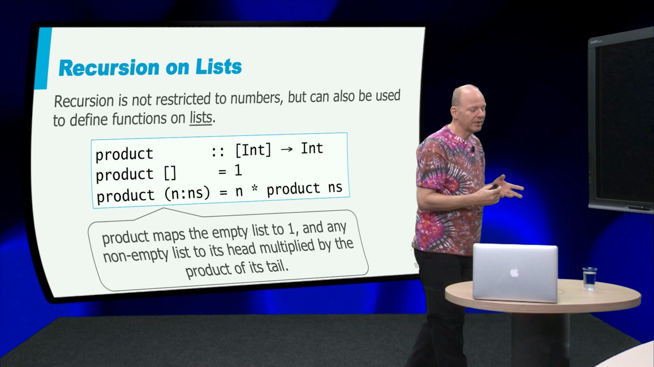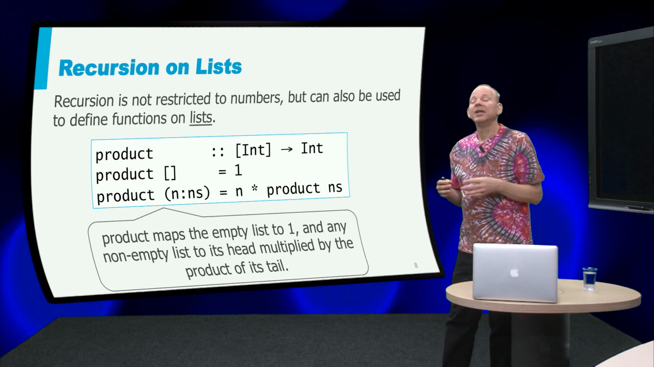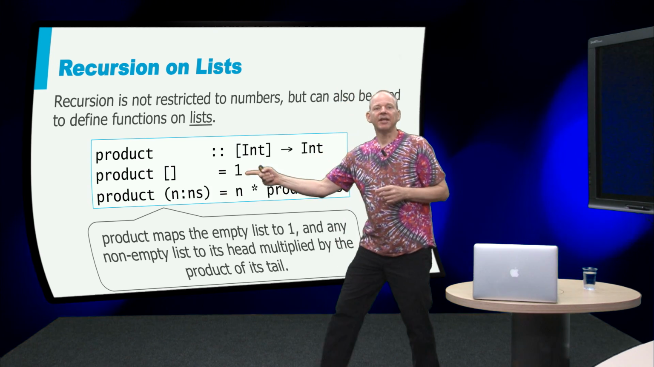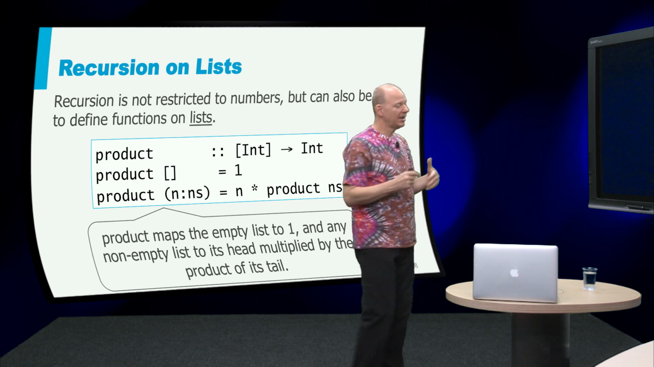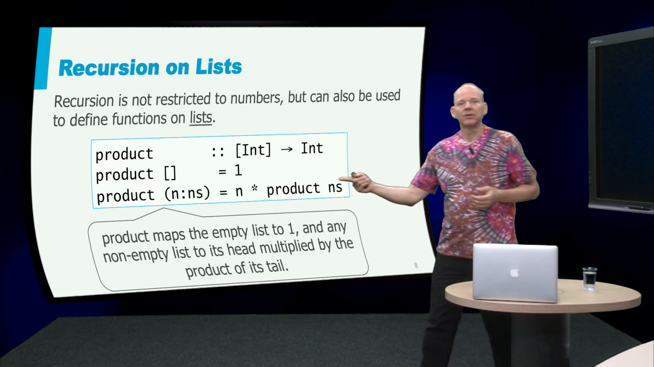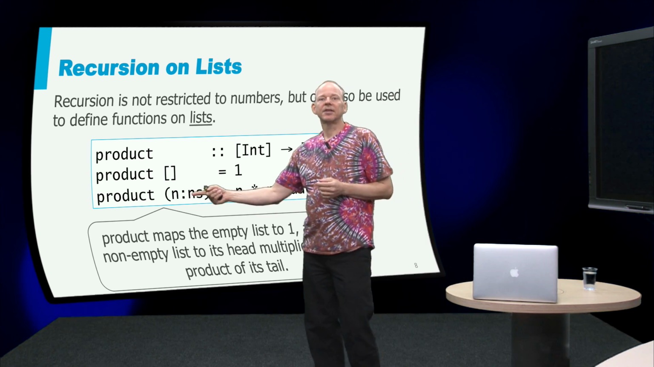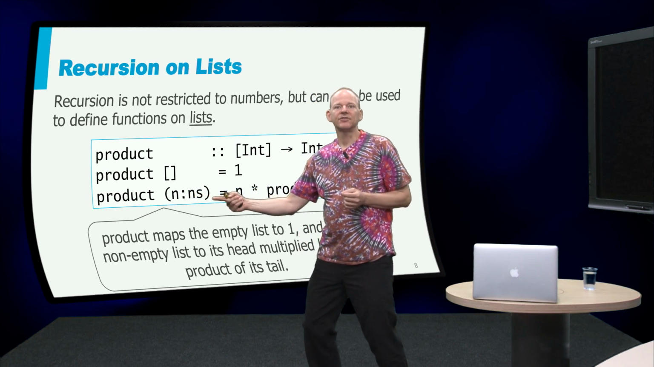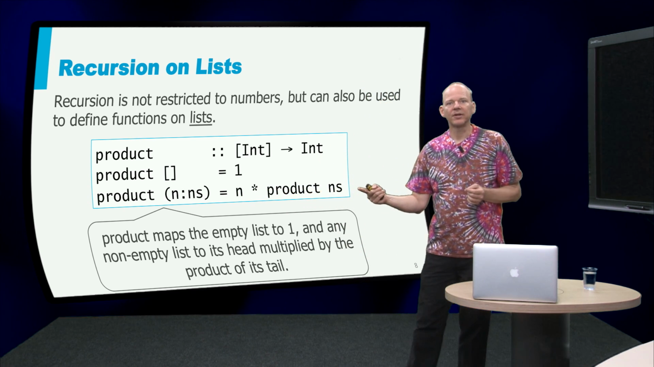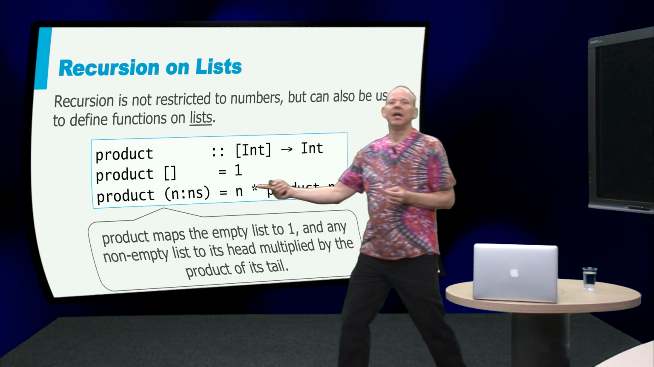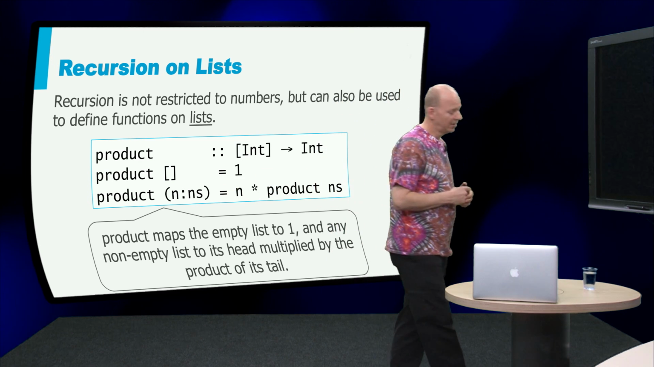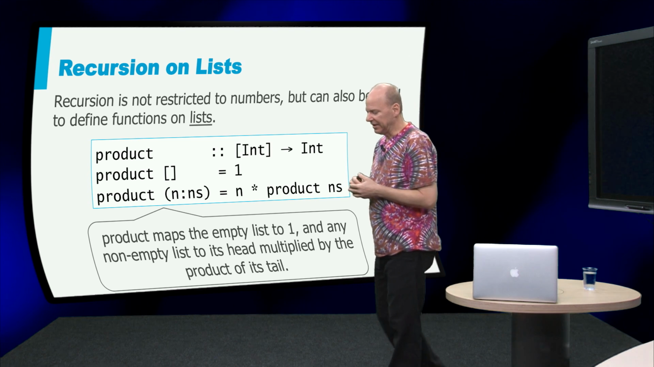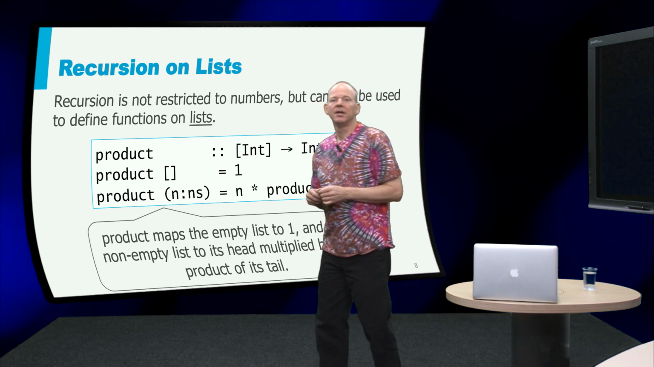And the same with numbers. We look at the recursive structure of numbers, and then we define the functions according to that structure. So in this case, the product of the empty list is 1. If we want to take the product of a value n on top of a list ns, what do we do? We take the product of the rest of the list, and then we multiply that by n. So this is a very easy way to define this function using recursion.